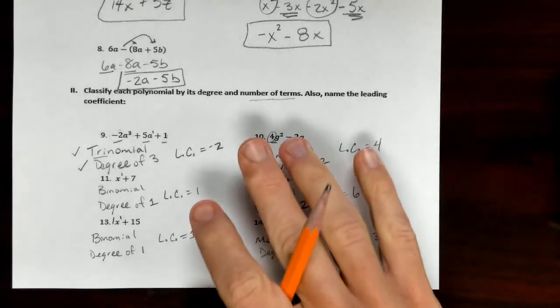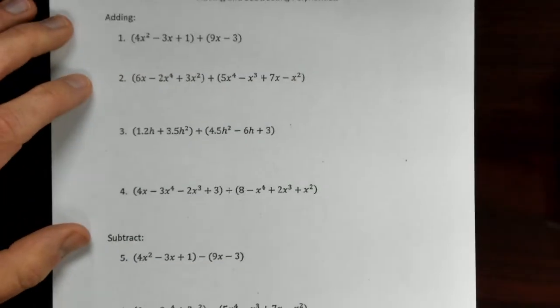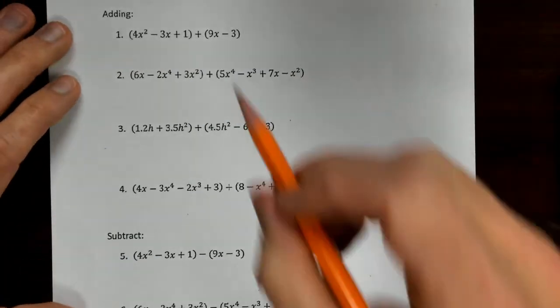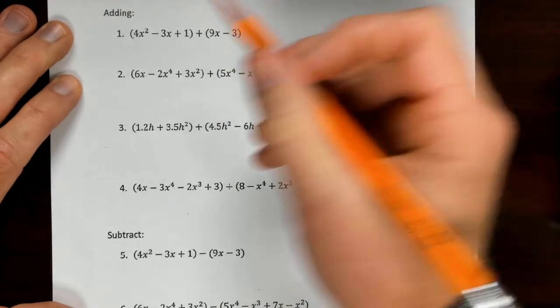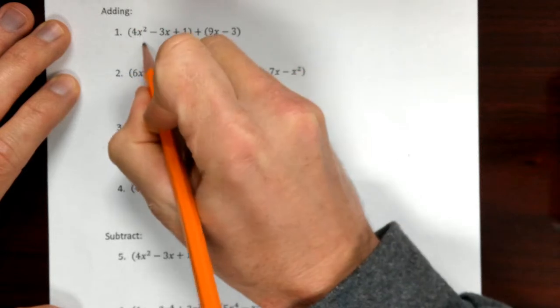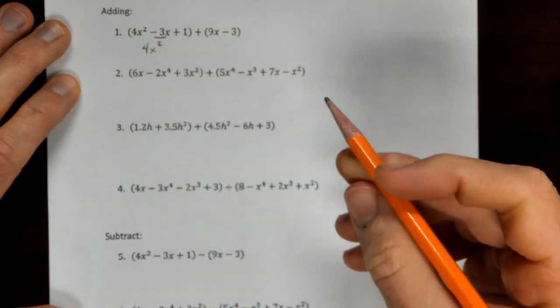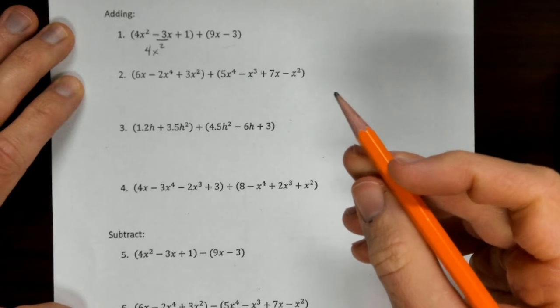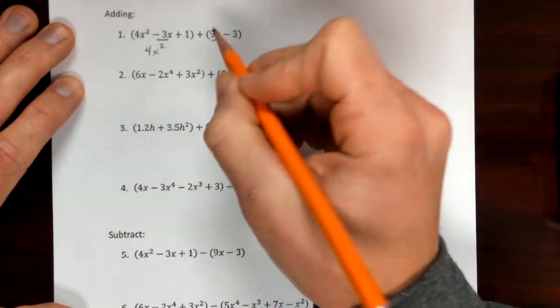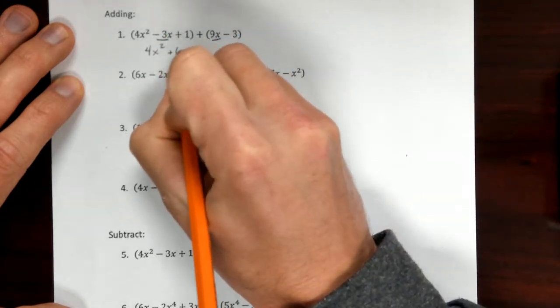Moving on to the next page, we're going to look at some examples on adding and subtracting. Starting with number 1, we're going to add these together. Again, we're looking for like terms. First thing I see is a 4x squared. I don't see any more x squared, so let's go ahead and bring it down. 4x squared. Next thing is x, negative 3x to the first power, plus 9x. So we've got 9 minus 3. That gives me a plus 6x.